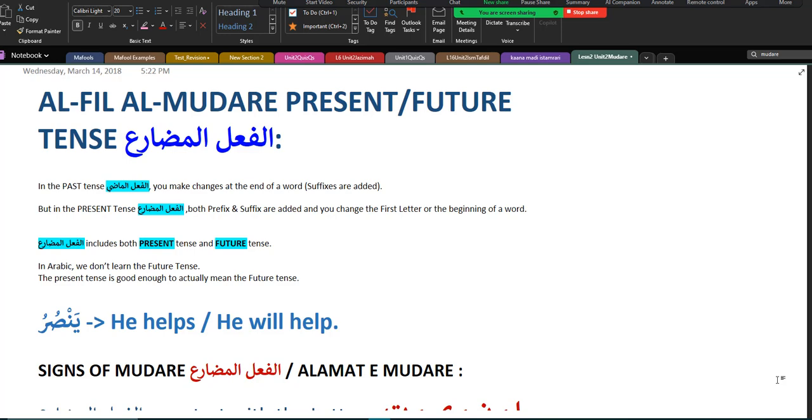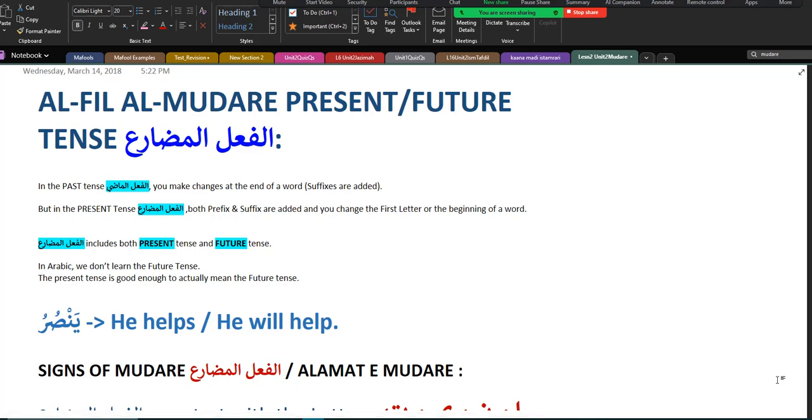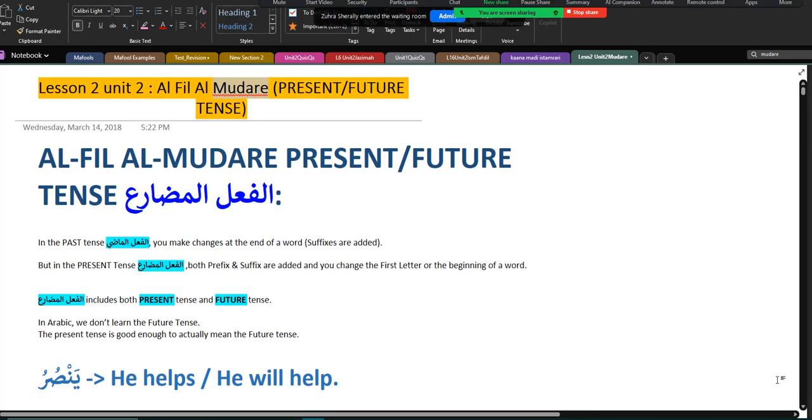We are starting lesson 2 from unit 2, that is فعل مضارع, present or future tense. فعل ماضي, past tense, you make changes at the end of the word. Can someone tell me the chart of فعل ماضي?